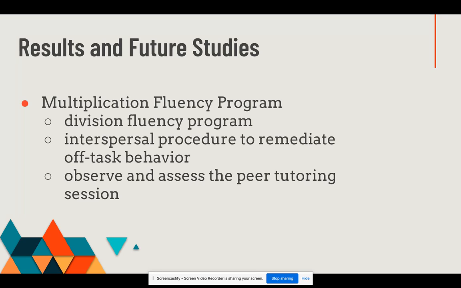Another possible reason that can influence this intervention is the peer tutoring session. So it is suggested that the teacher observe and assess the accuracy of the peer tutoring intervention sessions.